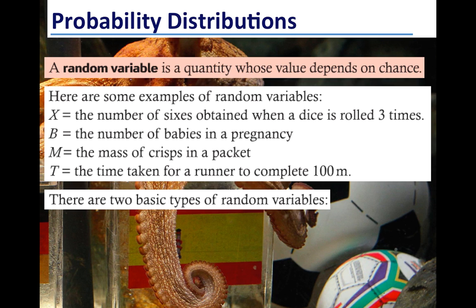Now, just to refamiliarize yourself with some of the key ideas, there are 2 basic types of random variables. So what I want you to do is just classify those 4 examples into 2 groups. Hopefully that should be fairly easy to identify what those 2 groups are. Just have a moment to try that.